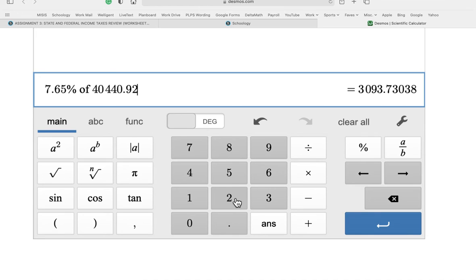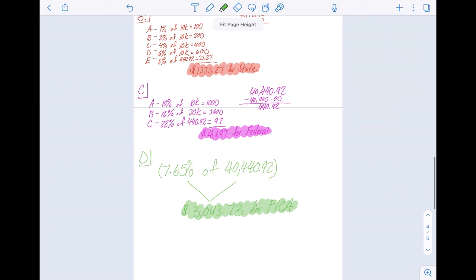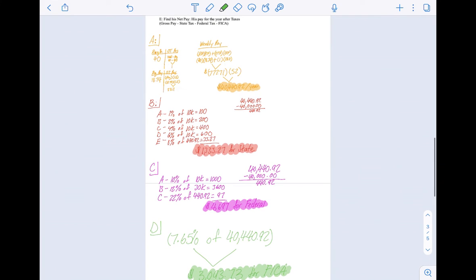We get 3,093.73 for FICA. That's Social Security, Medicare, right? And all that good stuff that we need when we get old. Taking care of us when we get old. Okay, there we go. So we have A, B, C, and D.